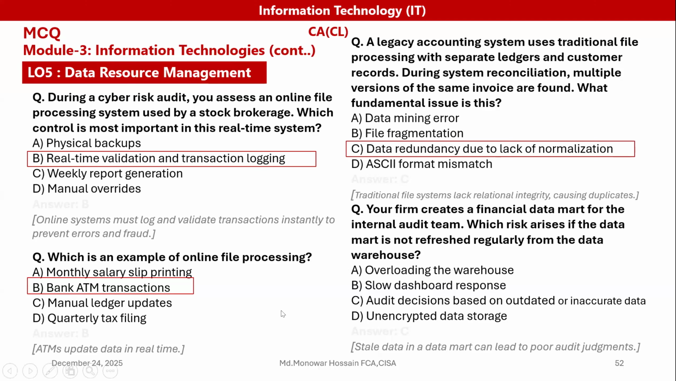It's online data processing. Your firm creates a financial data mart for the internal audit team. Which risk arises if the data mart is not refreshed regularly from the data warehouse? Here, the risk is C, audit decisions based on outdated or inaccurate data, because my decision will be based on old data since it isn't updated. We know a stale data mart can lead to poor audit judgment.